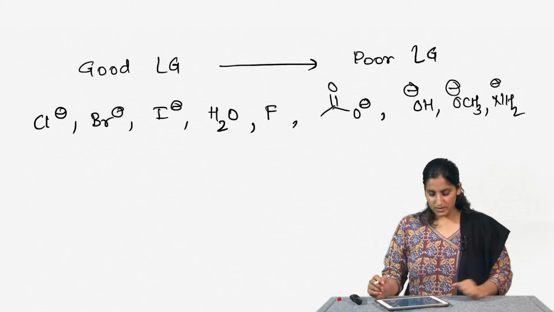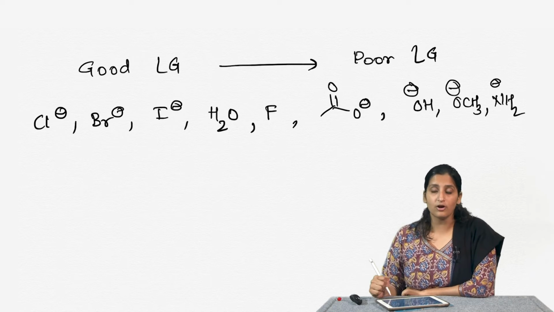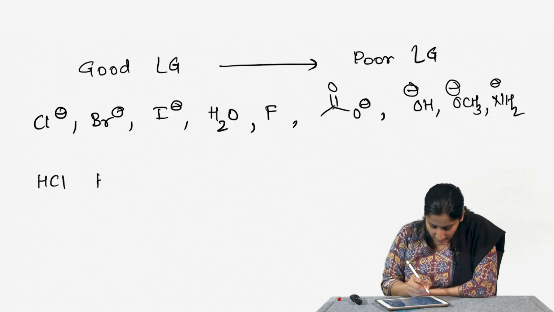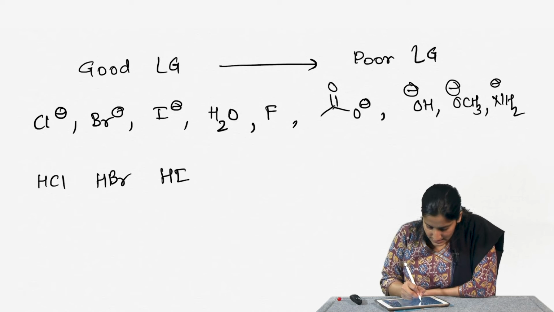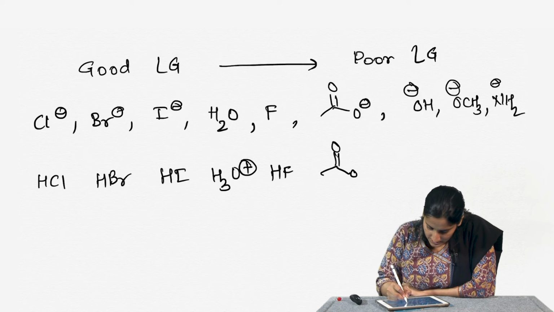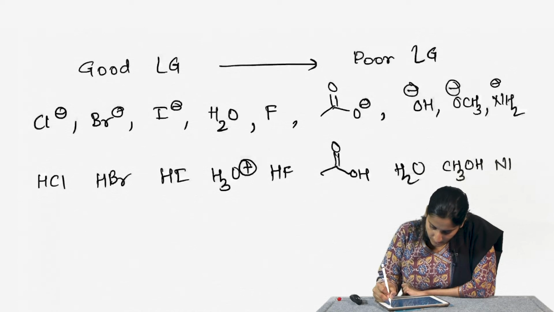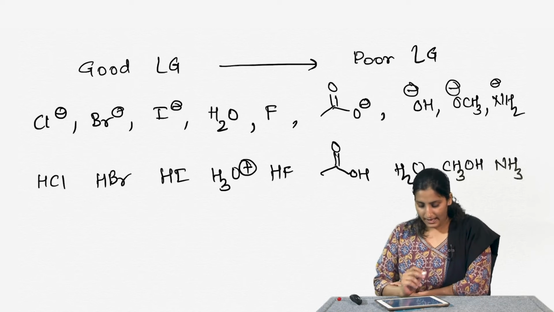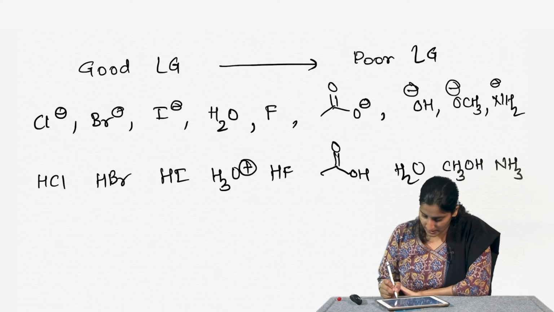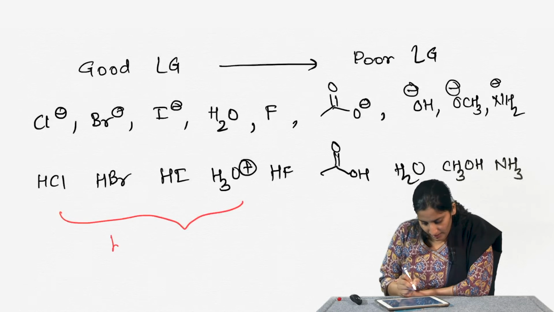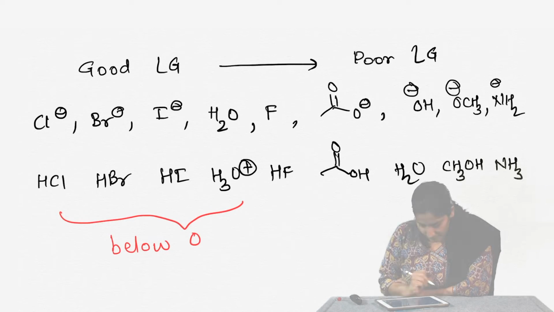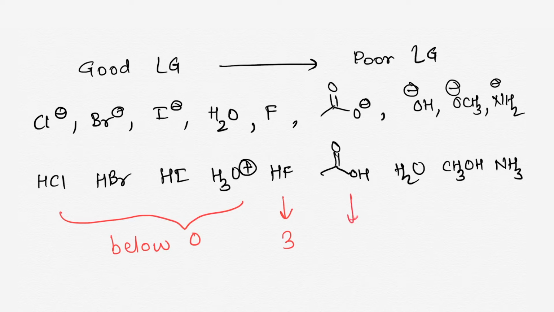Now what I am going to do is, I am going to draw their corresponding conjugate acids. So, we have looked at HCl, HBr as the conjugate acids, HI, H3O plus, HF, right, acetic acid, water, methanol and ammonia, right. And if I note down the pKas of the conjugate acids, you will see that these are kind of below 0. This one is close to 3, this is close to 5, 16, 16, 35.